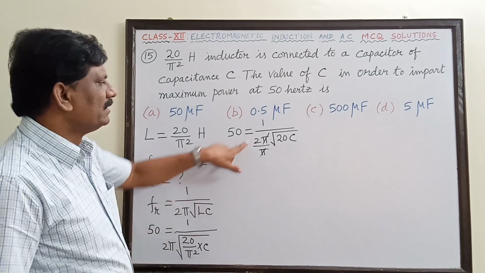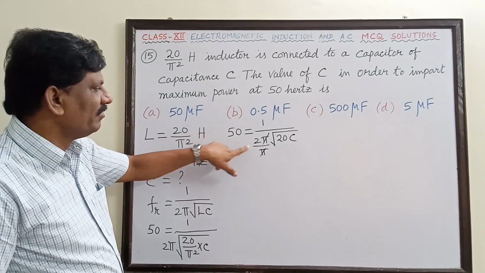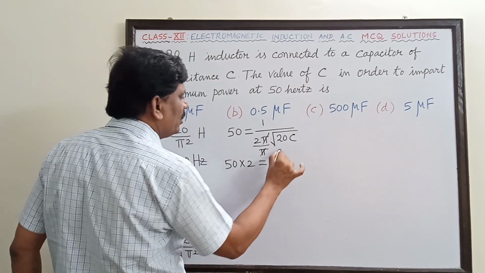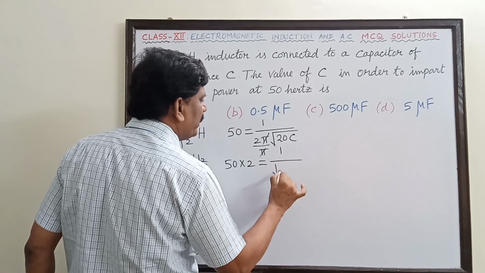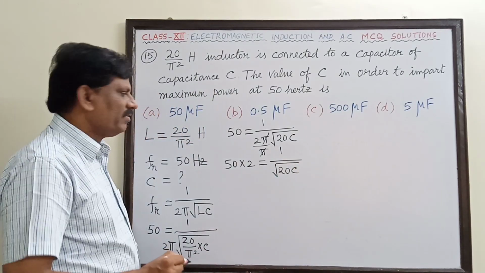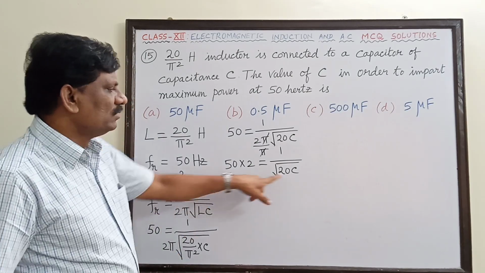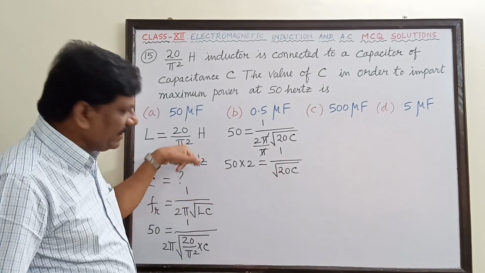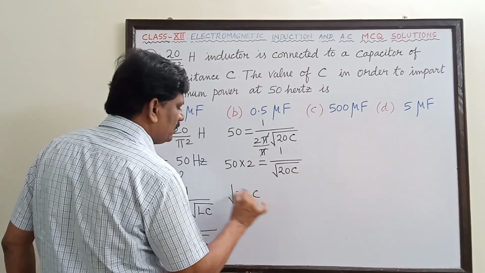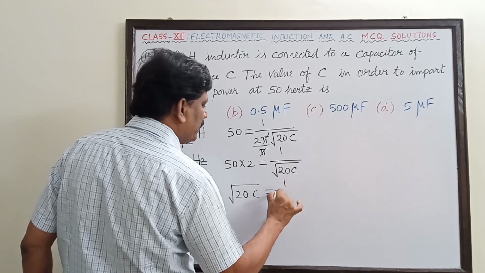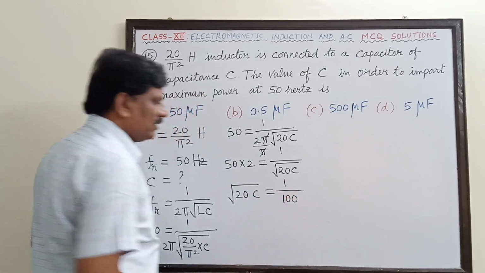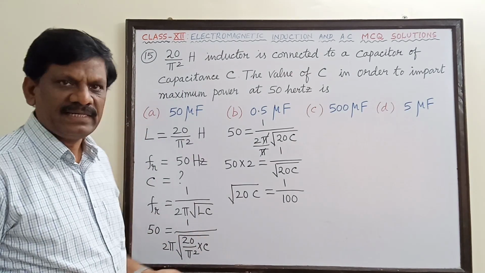Then this 2 shall be taken to the left hand side. 50 into 2, so I will write 50 into 2 is equal to 1 divided by square root of 20 into C. 50 into 2 is 100. Now this root of 20C I will take to the left hand side. So square root of 20 into C is equal to 1 divided by what? 50 into 2 is 100. Now I will square on both sides.